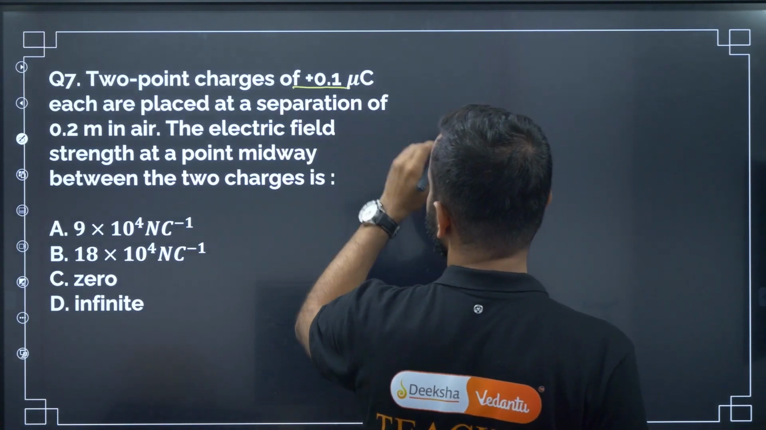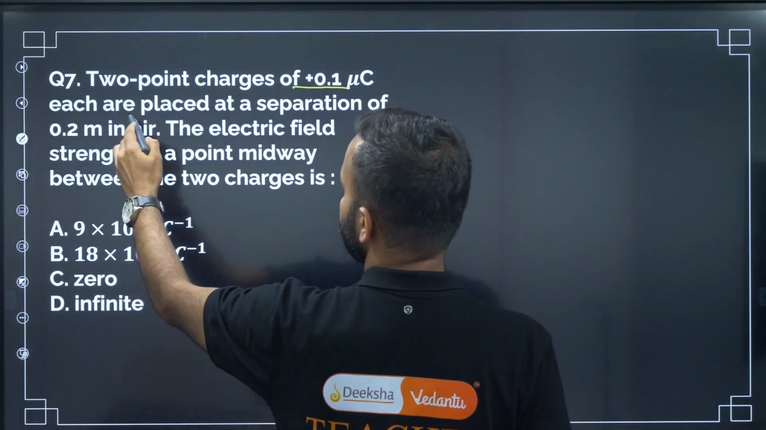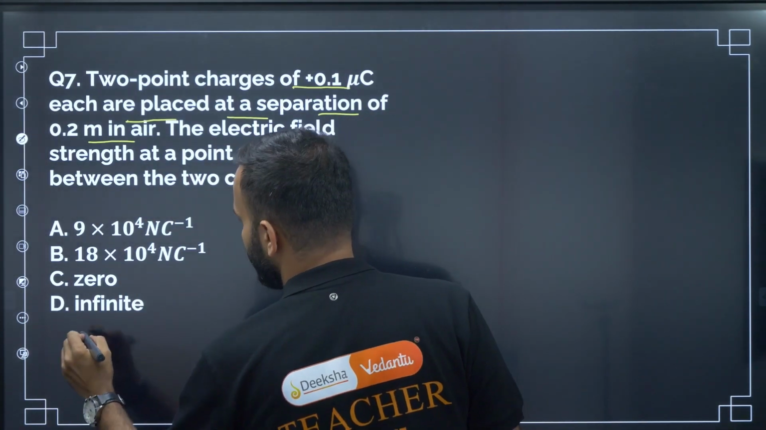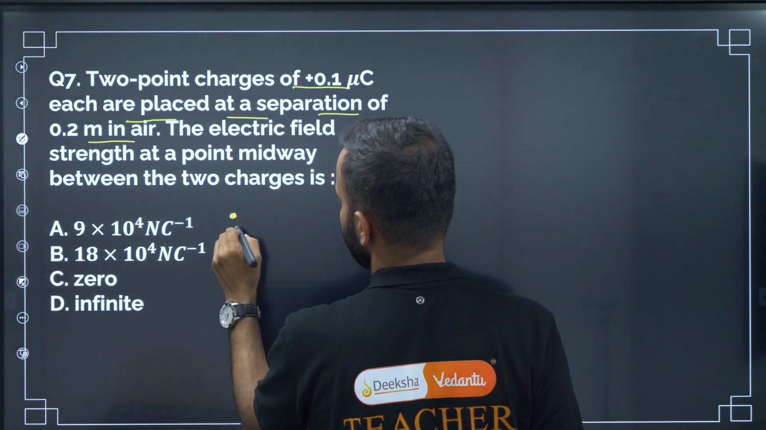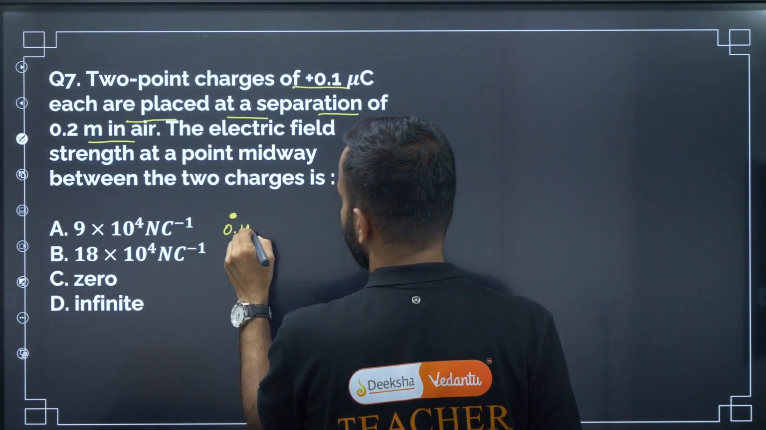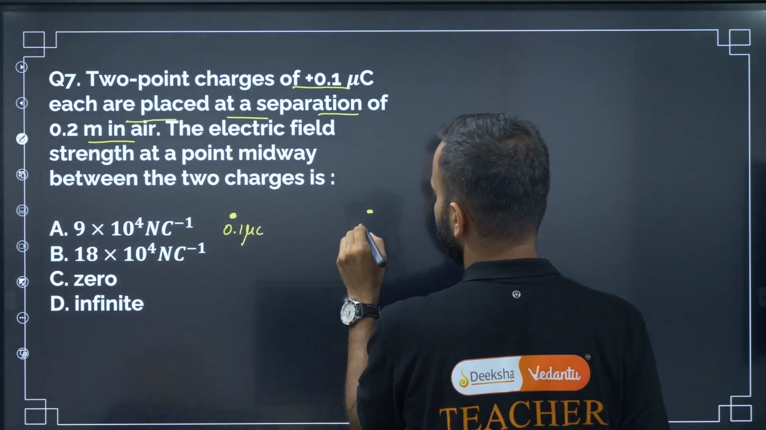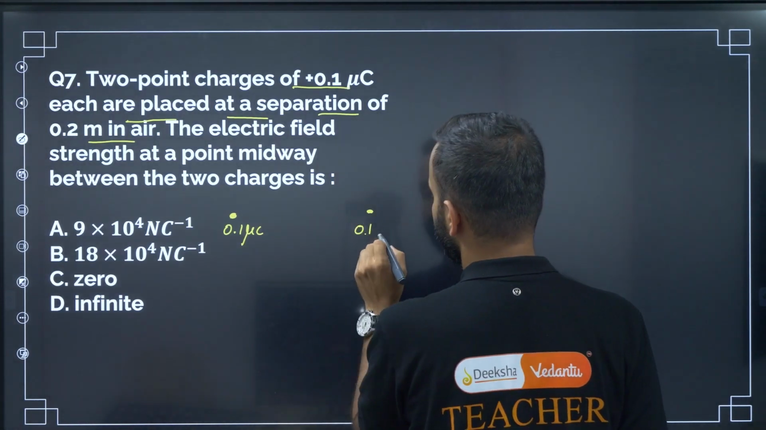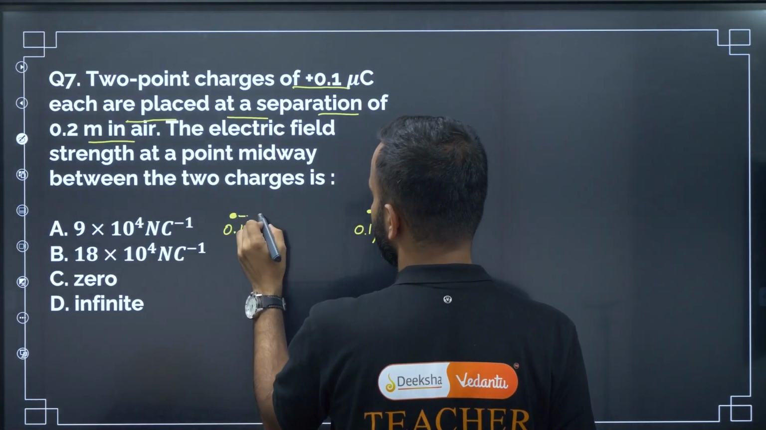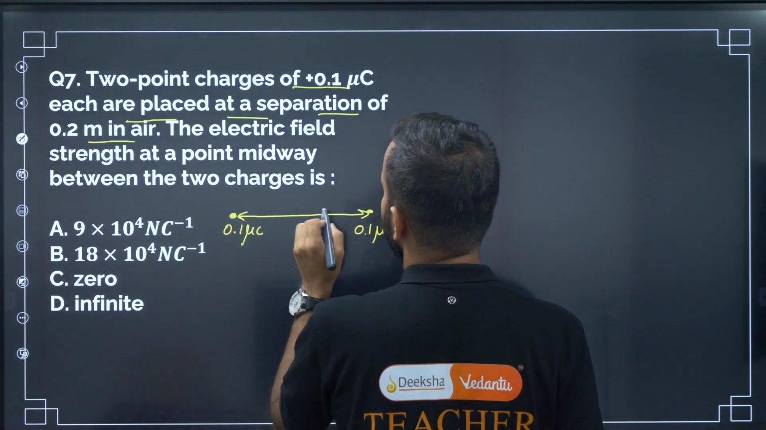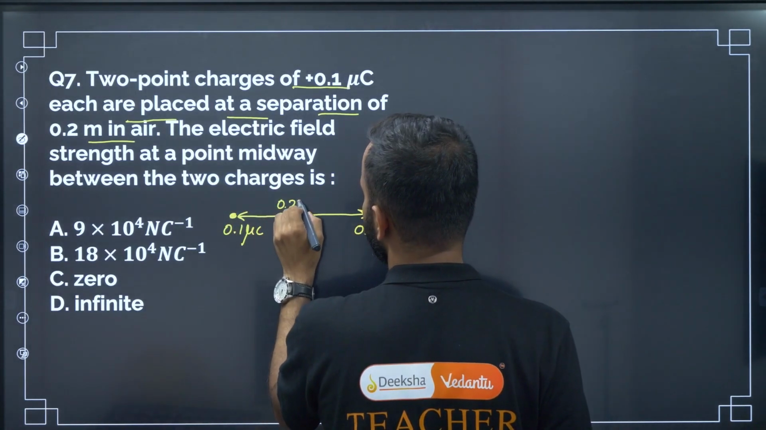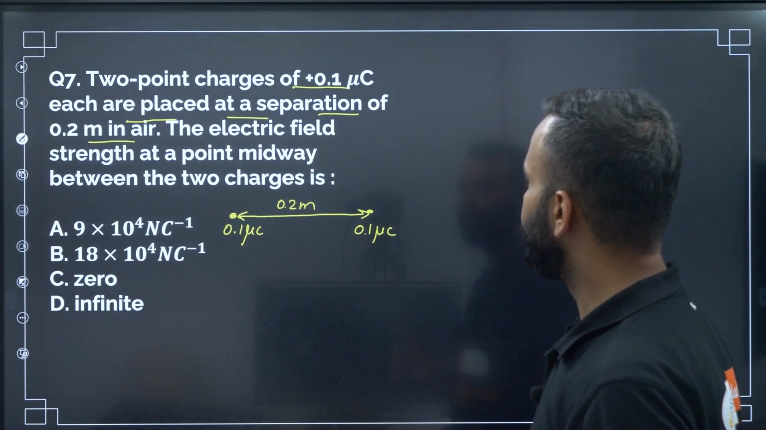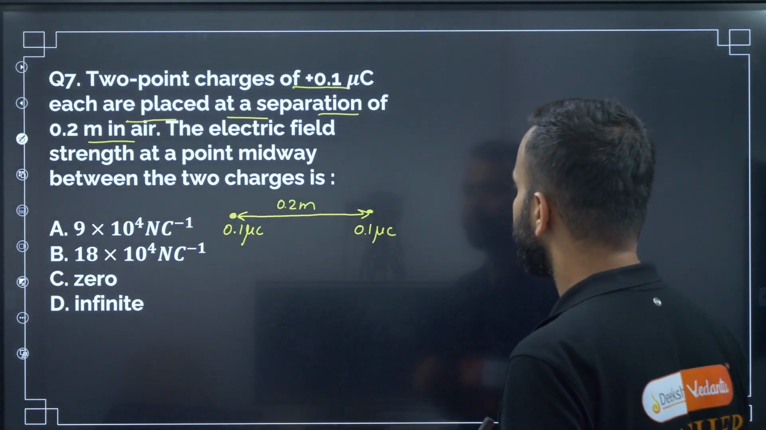2 point charges of plus 0.1 microcoulomb each are placed at a separation of 0.2 meter in air. So here plus 0.1 microcoulomb and plus 0.1 microcoulomb are separated by a distance of 0.2 meter, that is 20 centimeter, in air. The electric field strength at a point midway between the two charges is.